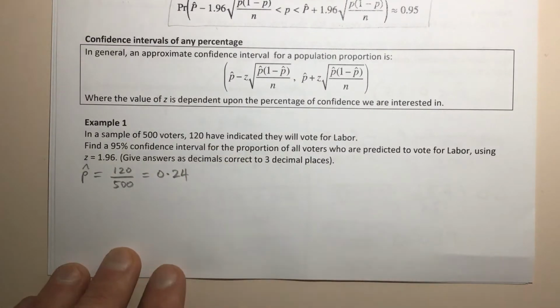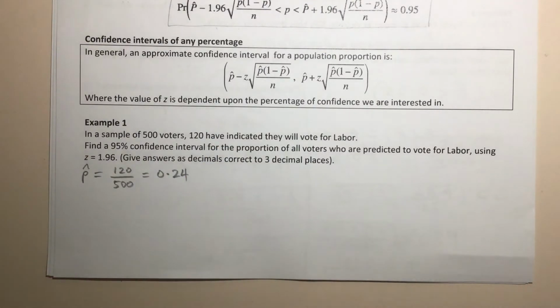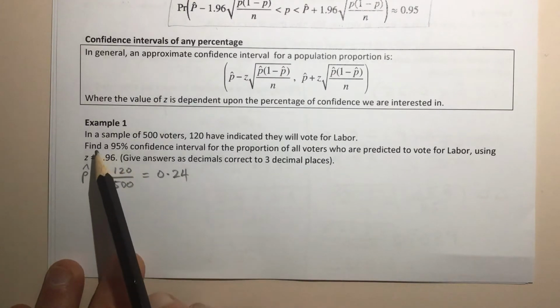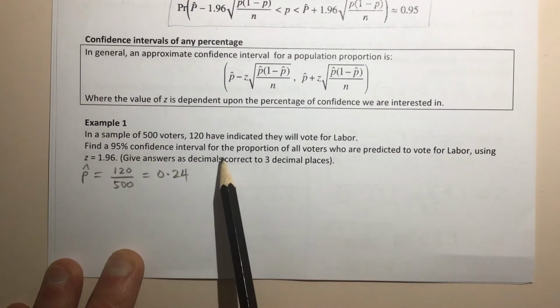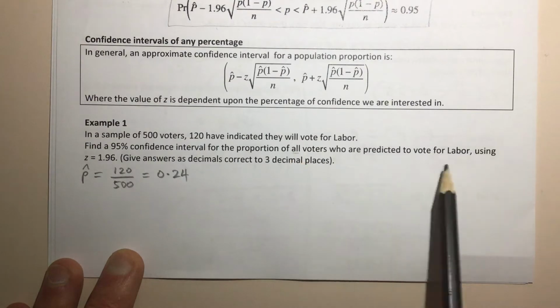So that's our sample proportion. Another way to think of it is like, 24% of this sample have indicated they're going to vote for Labor. We're interested in knowing how confident are we that this applies to the actual whole population, the whole country, like how many people are actually going to vote for Labor. So our task here is to find a 95% confidence interval for the proportion of all voters who are predicted to vote for Labor.